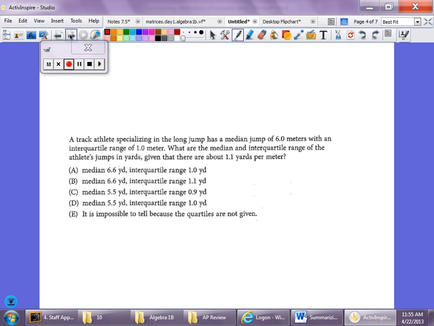A linear transformation, right? We are going to add or subtract, multiply or divide by a constant. So what is it that they're asking us to do? They give us our results in meters, and they want us to change it to yards. To go from meters to yards, we multiply by 1.1.